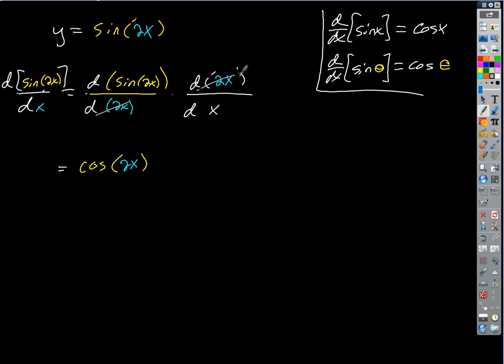If we know the rate at which the function sine 2x is changing with respect to 2x, and we know how fast 2x is changing with respect to x, then the product of those two would tell us how fast the function sine 2x is changing with respect to x, right? So this answer is just cosine 2x, right?